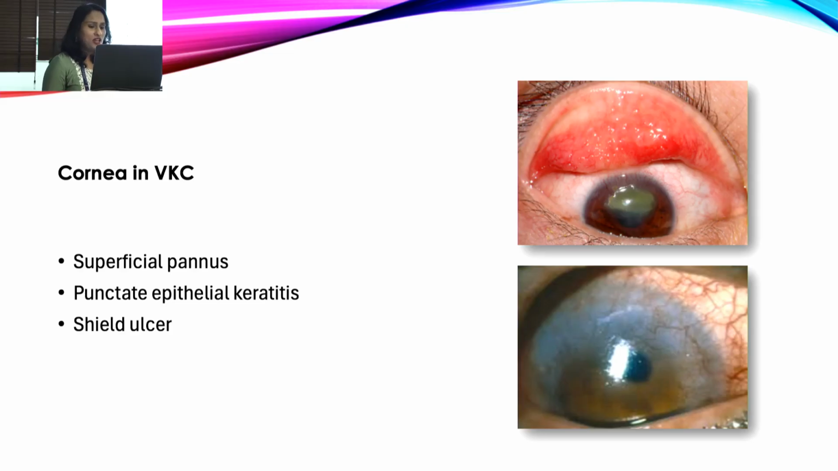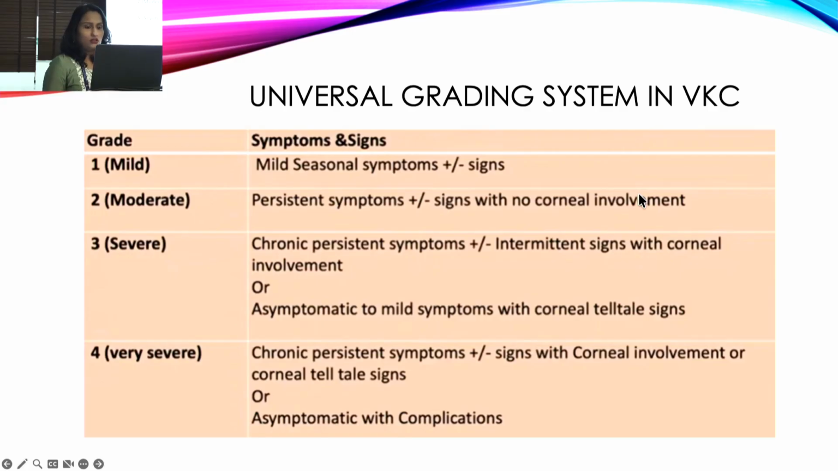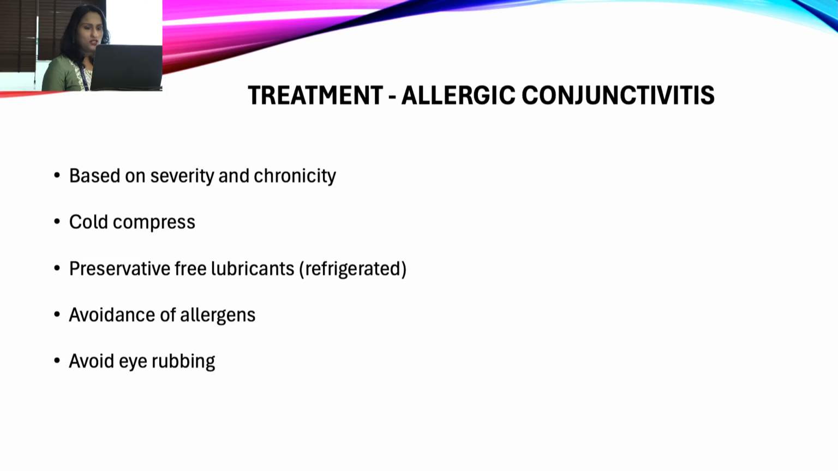Now, cornea can have superficial pannus, punctate epithelial keratitis, and shield ulcers, which you can see here. This is a grading system. We just need to know when to refer them to an allergy specialist. We will treat the eye part, but they will not get better unless we start the systemic therapy also. That is what we need to know in allergic conjunctivitis.